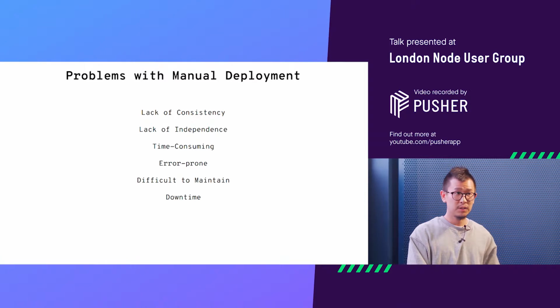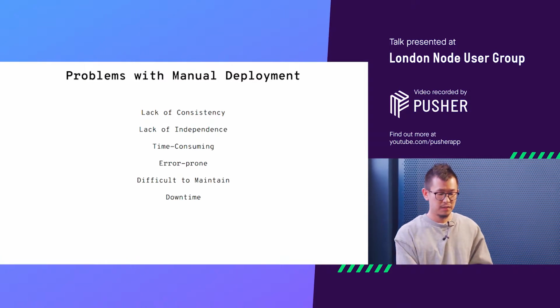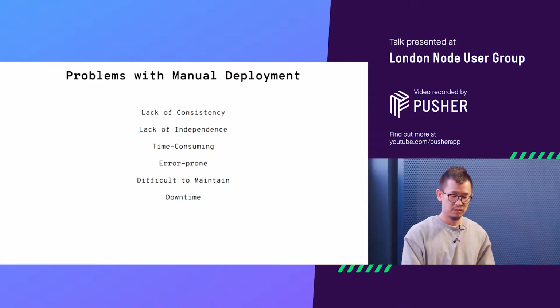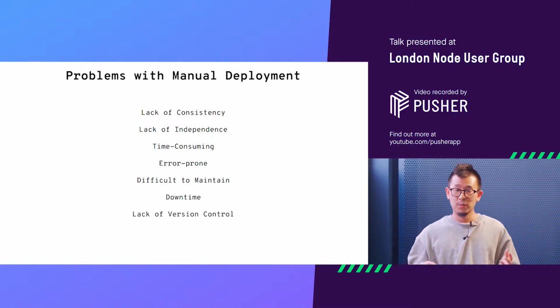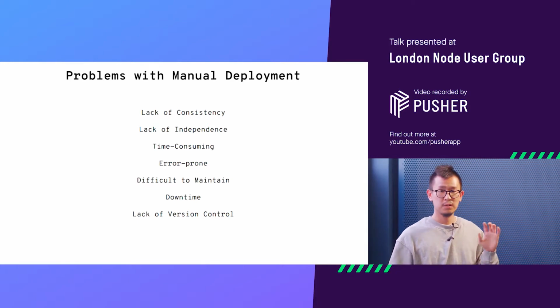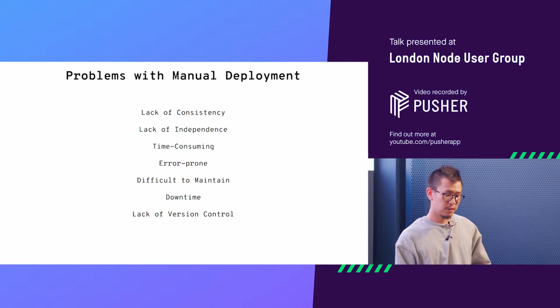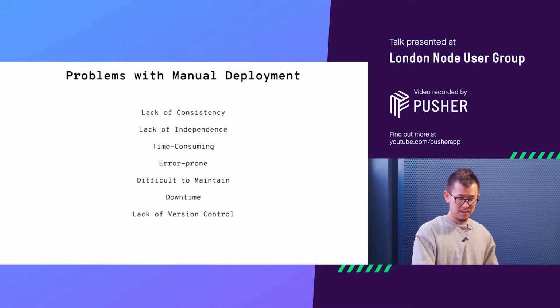Right now, I'm running it on my machine, or you can run it in a server. And if the server goes down, everything goes down, right? And lastly, we version control everything. We version control our application. So why don't we version control our deployment as well?